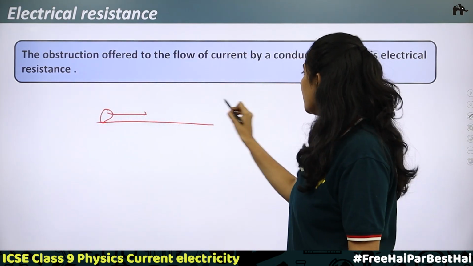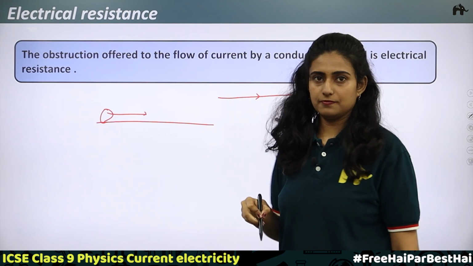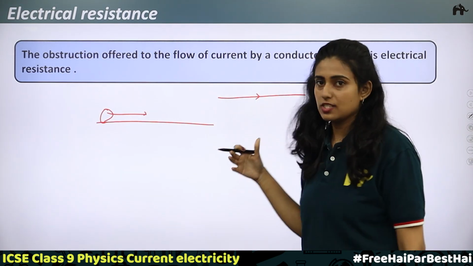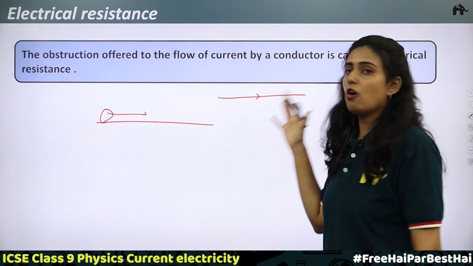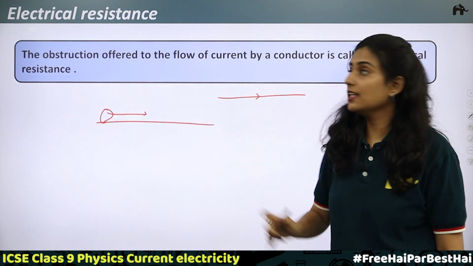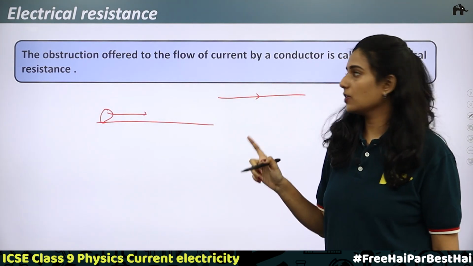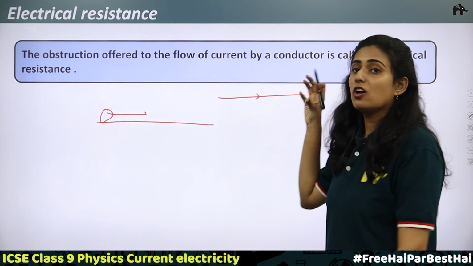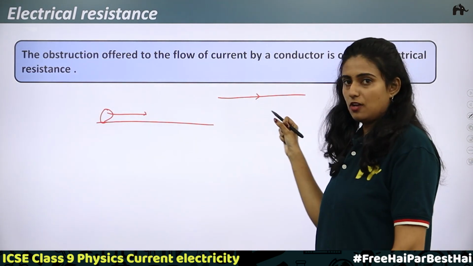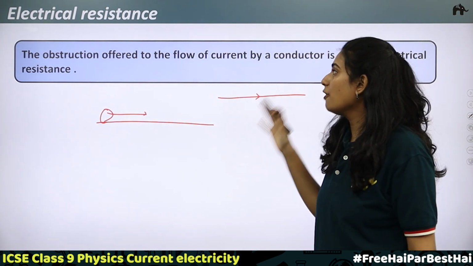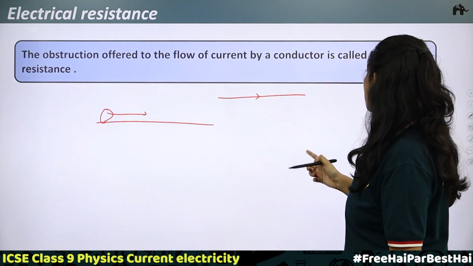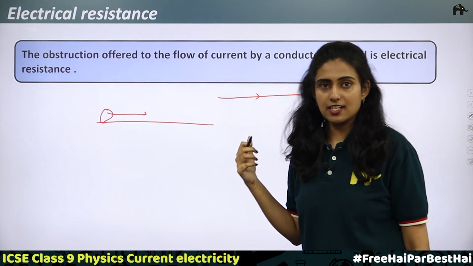Similarly, when electric current is flowing through a circuit, there are chances of resistance. There will be some obstruction, and this obstruction we call the electrical resistance. Something that is stopping or controlling the flow of current. How much current should reach? It will be controlled by something. So, the obstruction offered to the flow of current by a conductor is called the electrical resistance.